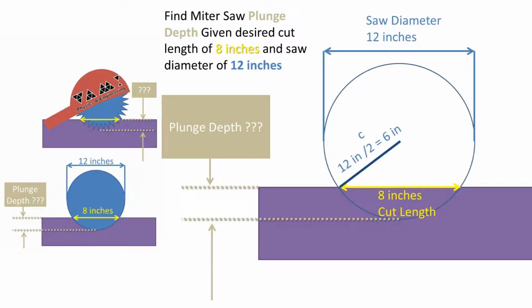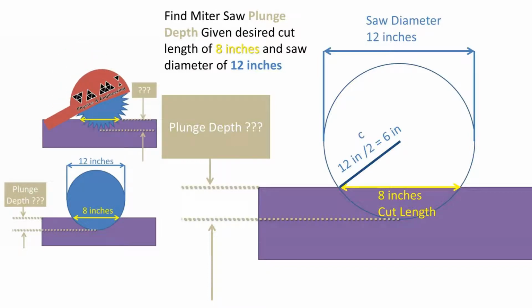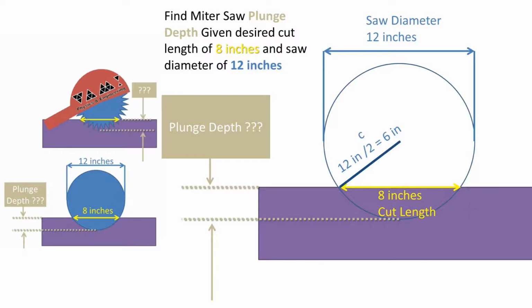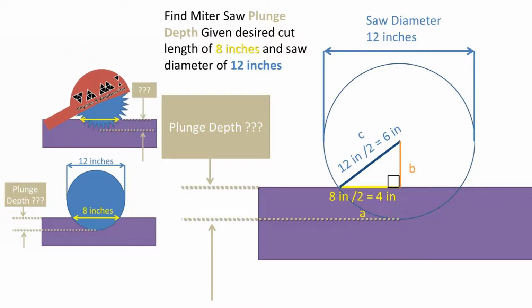Our mission is to will a right triangle into existence, so half of the saw diameter is 6 inches. We can place this dimension where the outside of the saw blade meets the saw table, then goes towards the center of the saw blade. Now we can cut the cut length in half of 8 inches, so it is now 4 inches. Hey look, we got a right triangle.